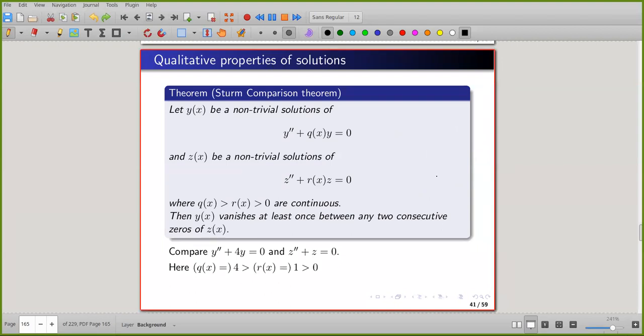All right, so let's ignore this. I'm in a bit of a hurry. I'm trying to say that you can compare these two equations, right? So the roots of this, this sine 2x and this sine x.